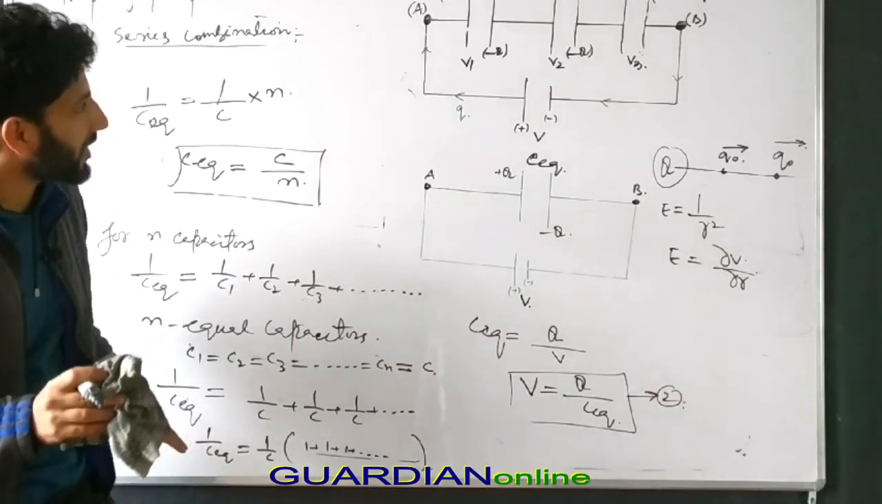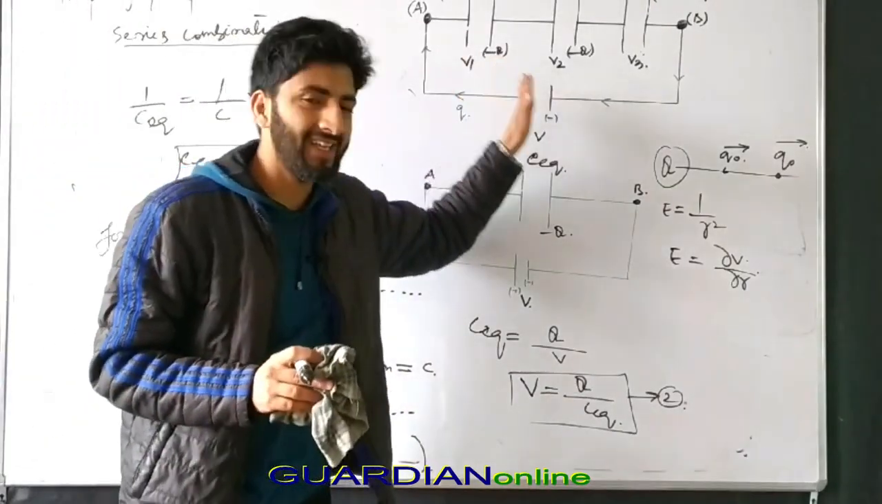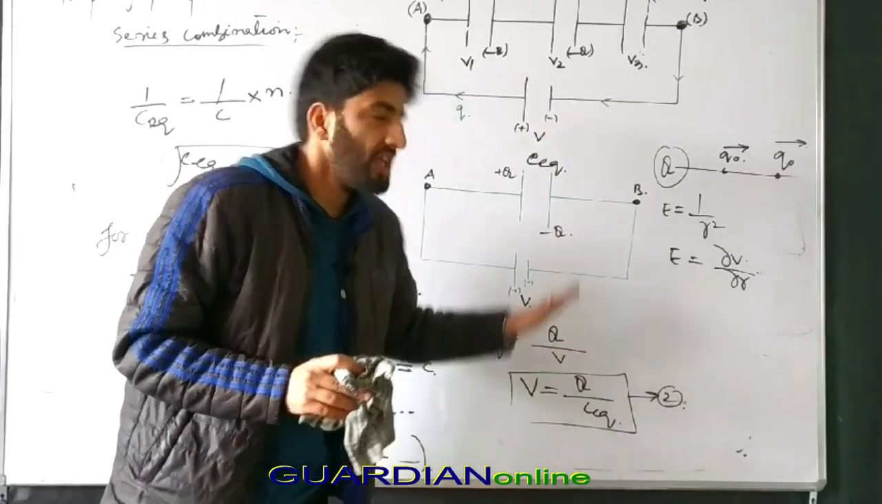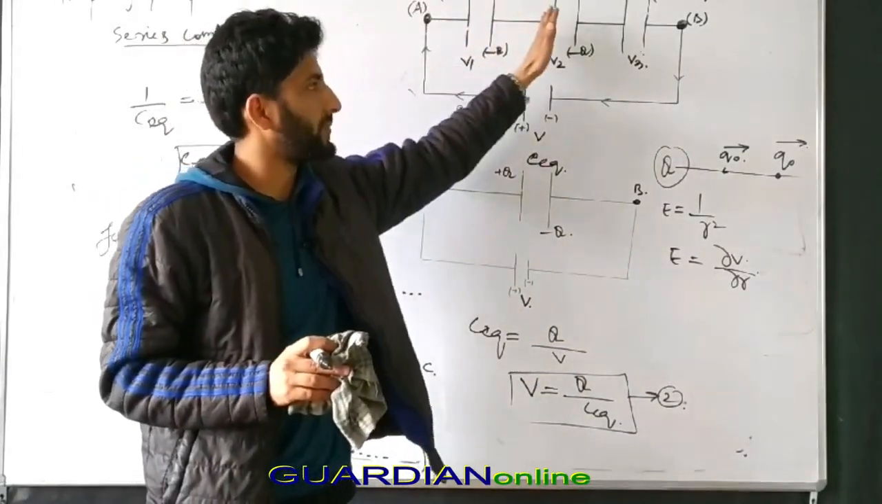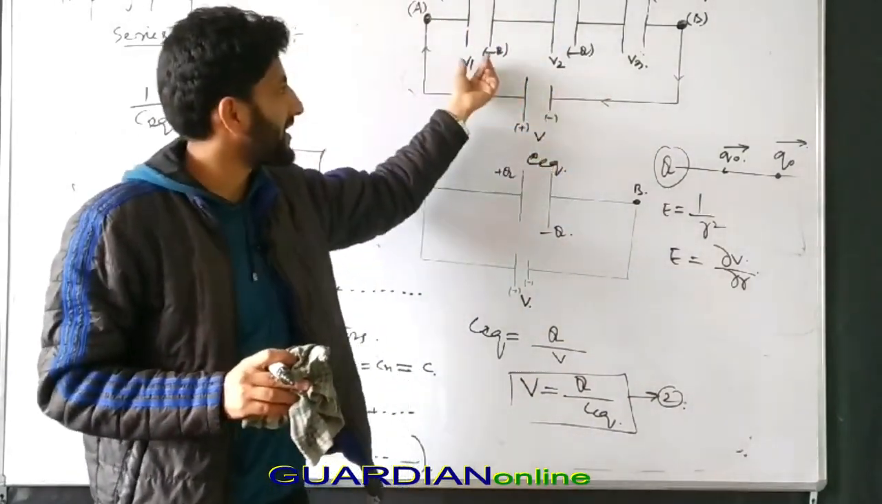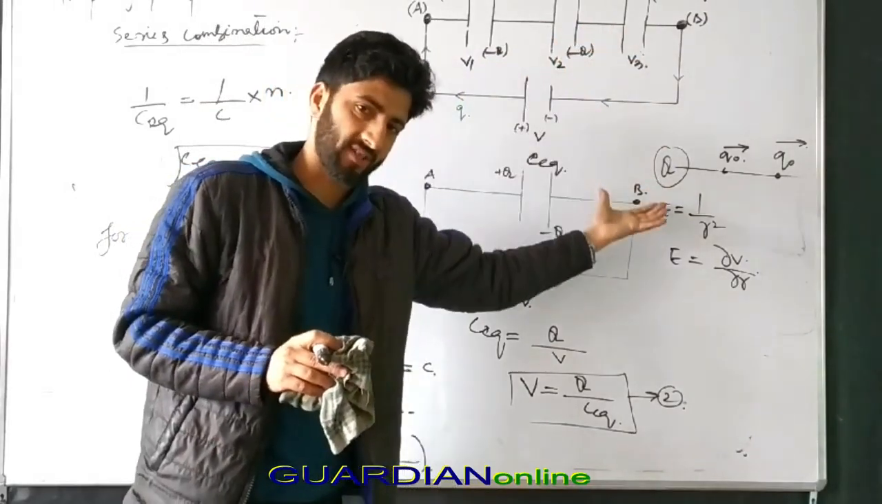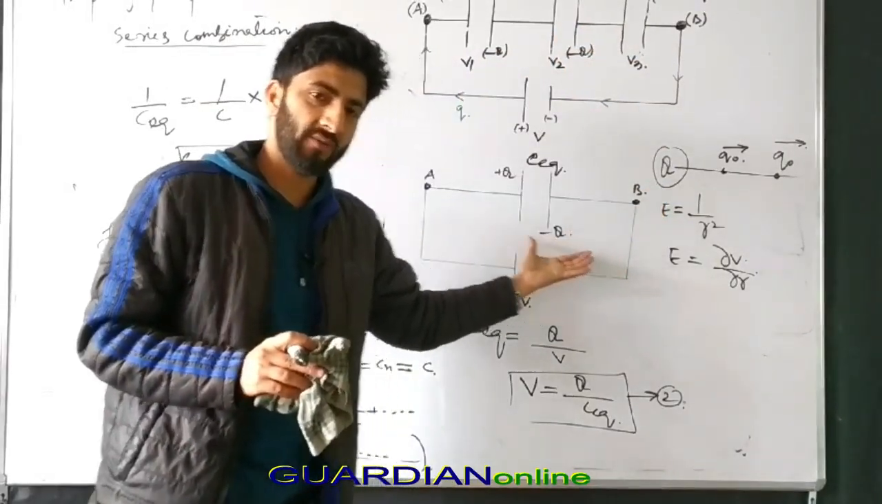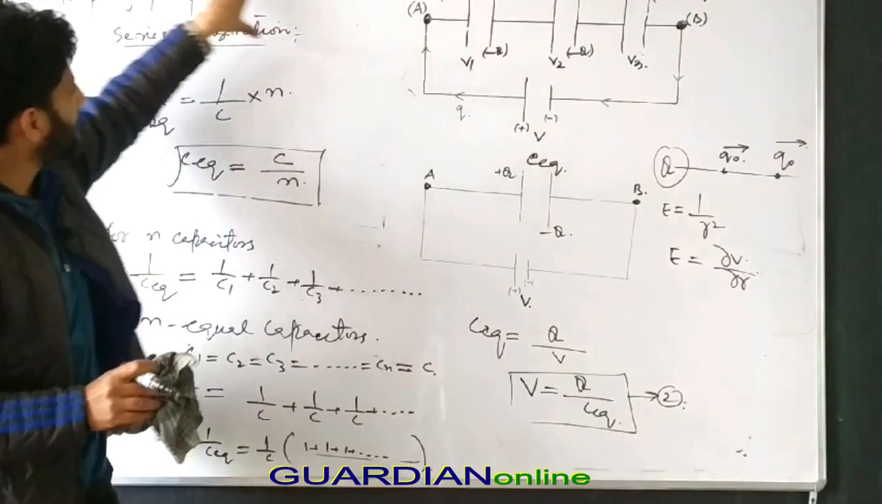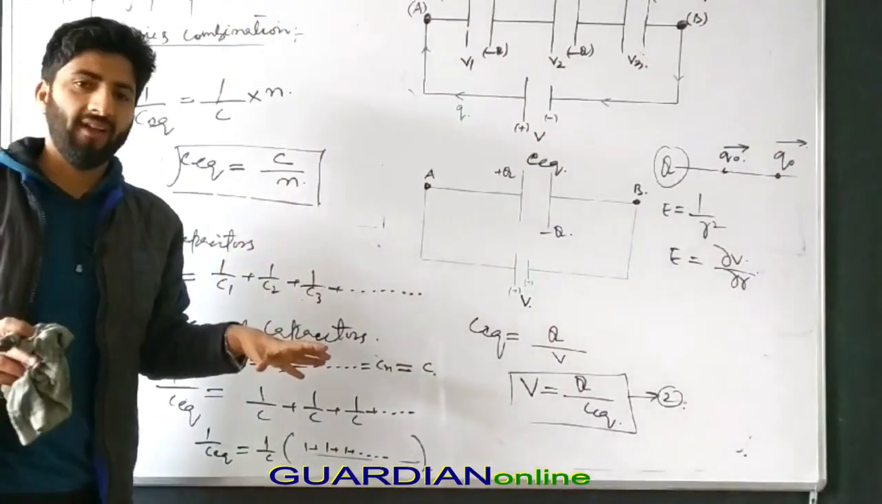One important point: in a series arrangement, the charge is the same on every capacitor, but the potential drop is different across individual capacitors. This concept is very good. Now we have seen the series arrangement, so what is the parallel arrangement?